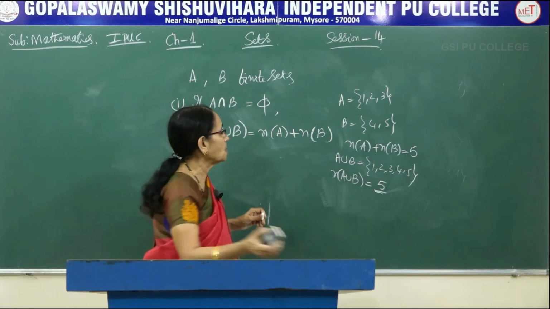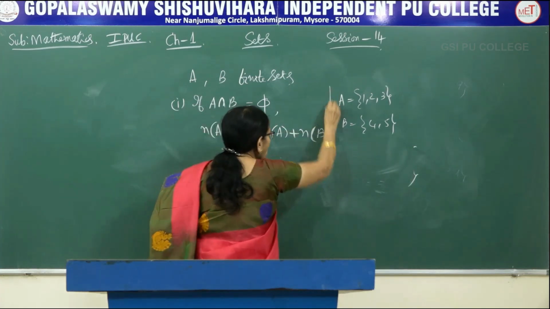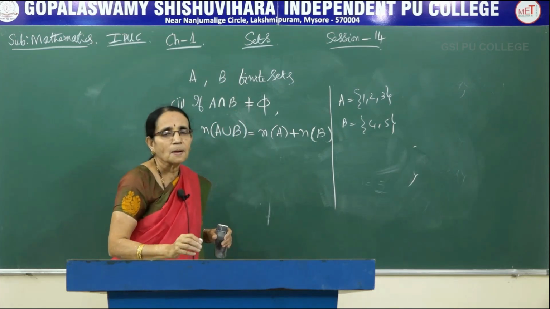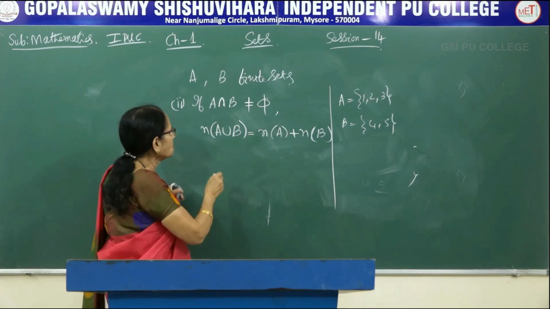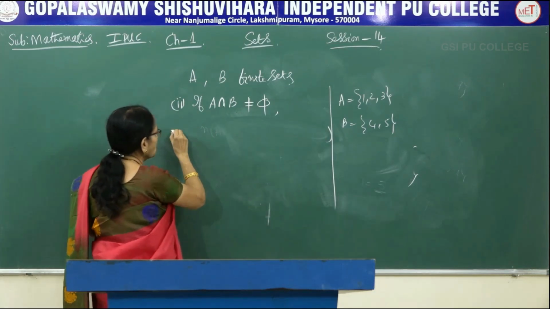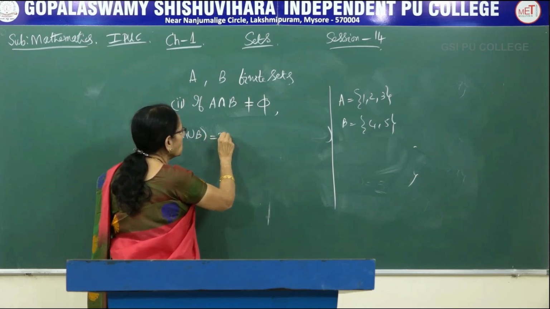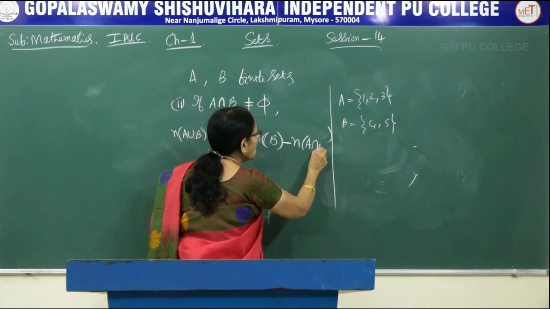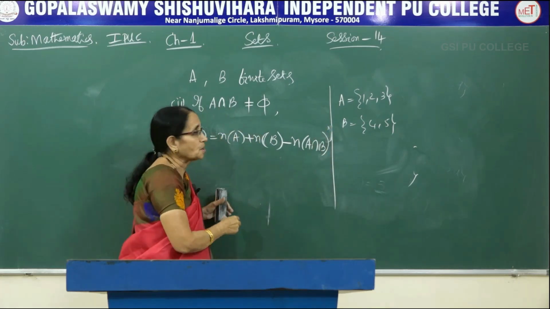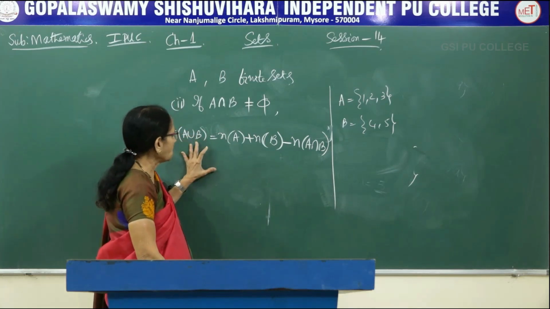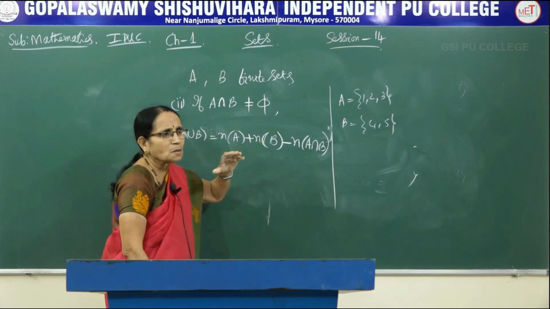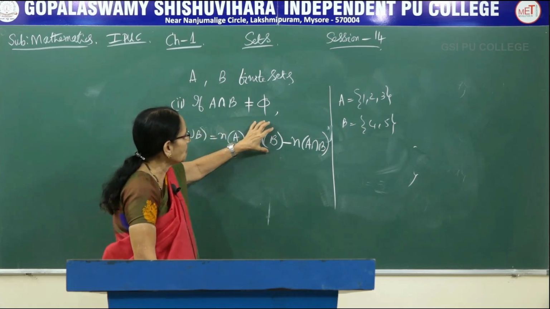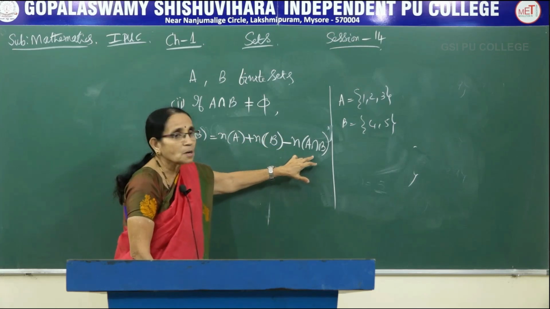Now, let me move on to the next part. In the same thing, suppose A intersection B is not a null set. What do I mean by that? There may be at least one common element. In that case, the result is a little bit different. That is, n(A union B) = n(A) + n(B) minus n(A intersection B). That means when A intersection B is not a null set, it will be containing some elements. In that case, n(A union B) would be the sum of the elements of the sets A and B minus the number of the common elements.